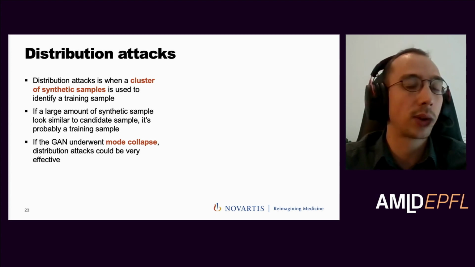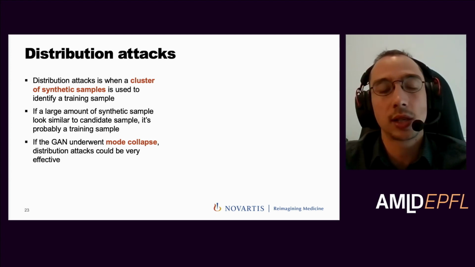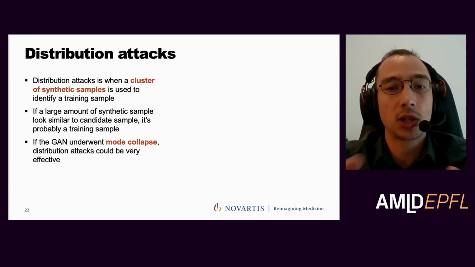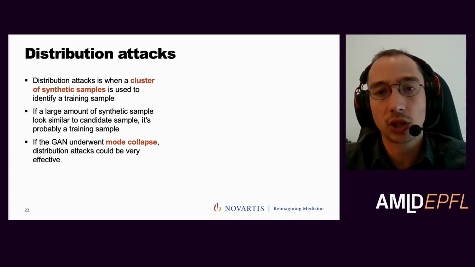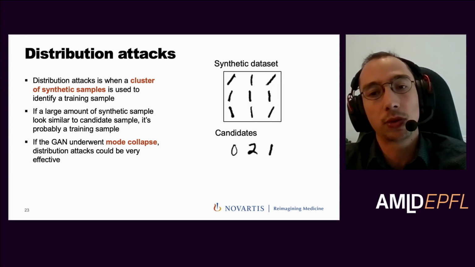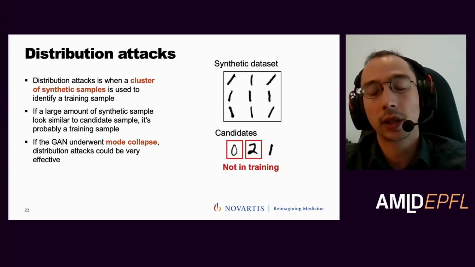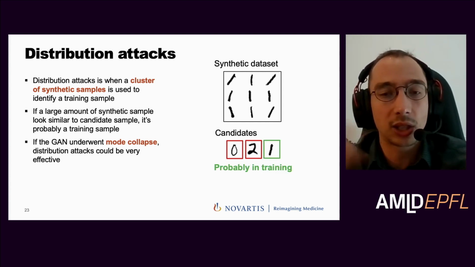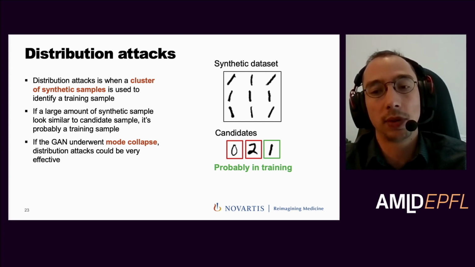And for distribution attacks, once again, it's finding a general trend, and what we call a general trend in our case is finding a cluster. So basically lots of synthetic images that look similar to one candidate image. If you have a large cluster of synthetic images around one image, that's problematic. That's probably from training. Here, for example, this image doesn't look anything like the synthetic ones. And this one, it's not an exact match, but the general trend is in this direction, so this one is way more likely to be from training.